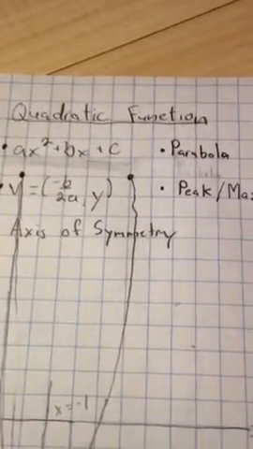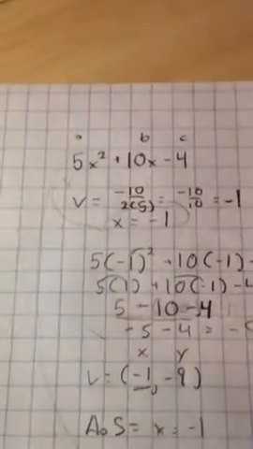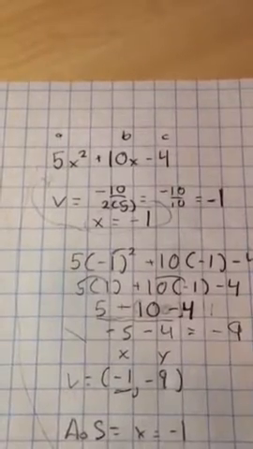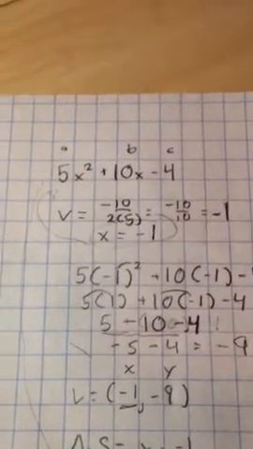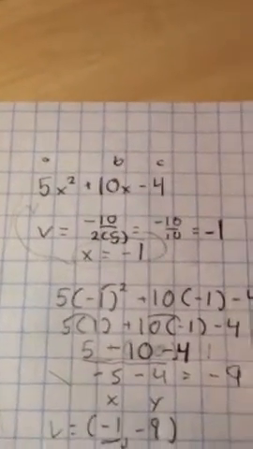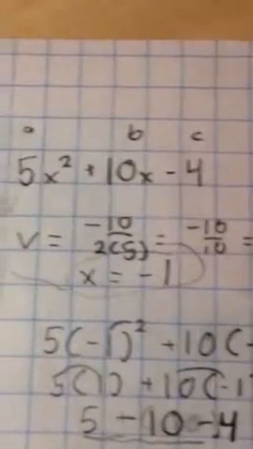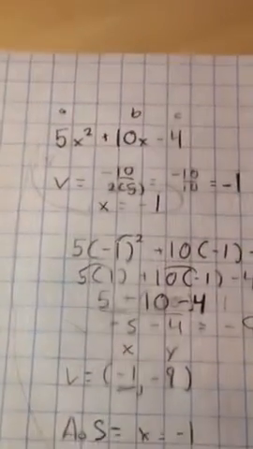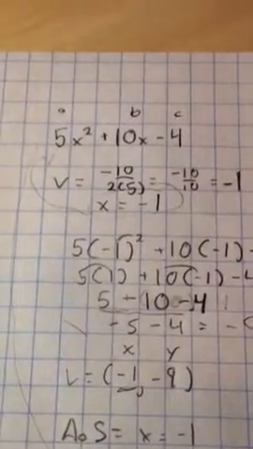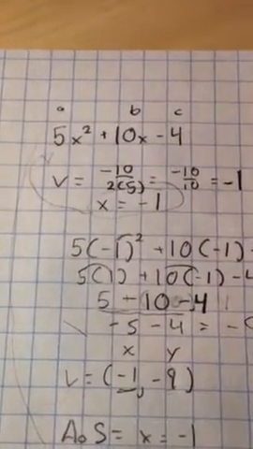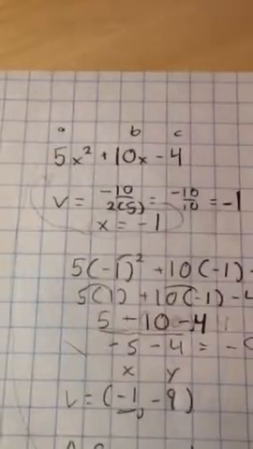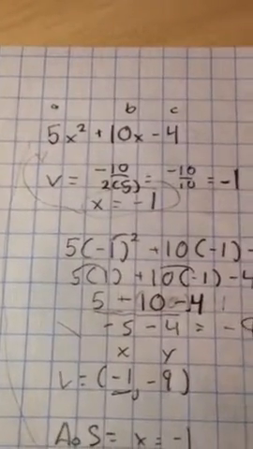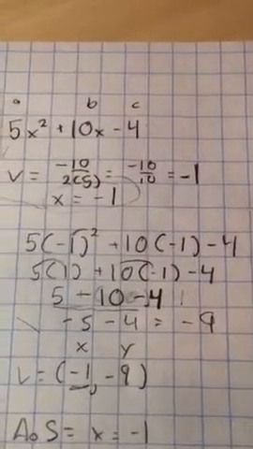So I have an example that is related to this topic. 5x squared plus 10x minus 4. The easiest step for me is to know the a, b, and c, alright? A, b, c. The next step is to figure out my vertex. Now I know that my formula is negative b over 2a, so I plug in a and b, which is negative 10 over 2 times 5, which will give me negative 1.